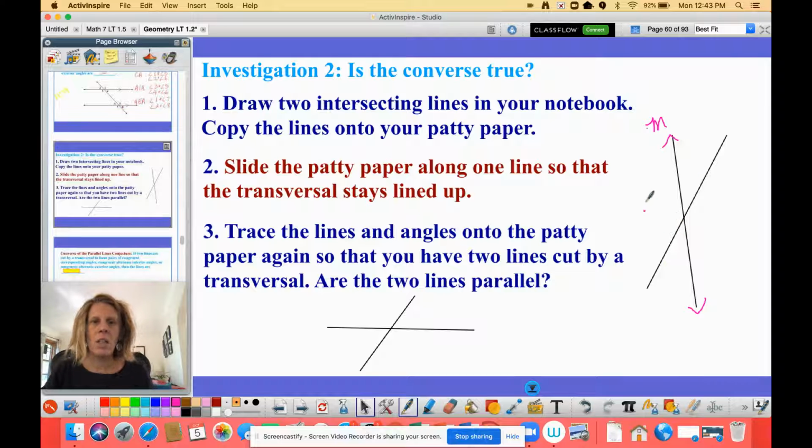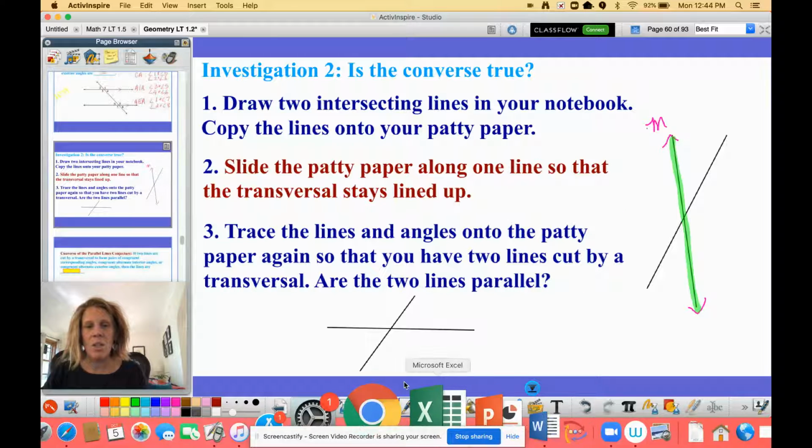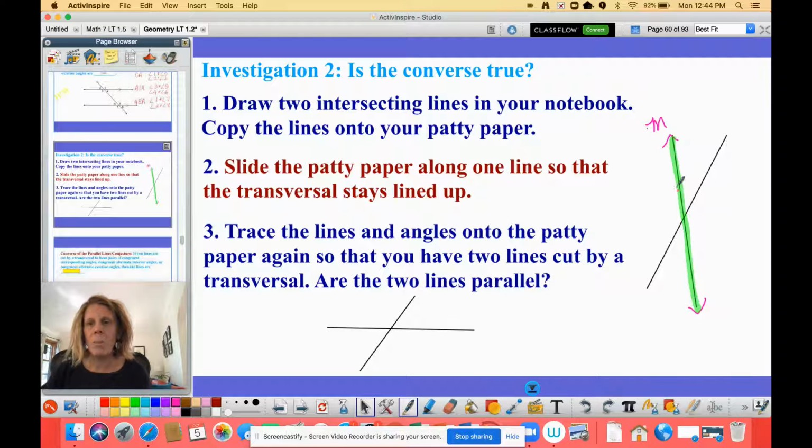You're going to draw this in your notebook, then copy this onto the patty paper. You are going to slide the patty paper along that transversal line, either up or down. So decide which one is the transversal, maybe highlight it so that it stands out to you. You're going to slide your patty paper up, and then trace this line again, this one right here. And then you're going to check, are those two lines parallel? When you trace that again, you should end up with another line here. Are those two lines parallel?